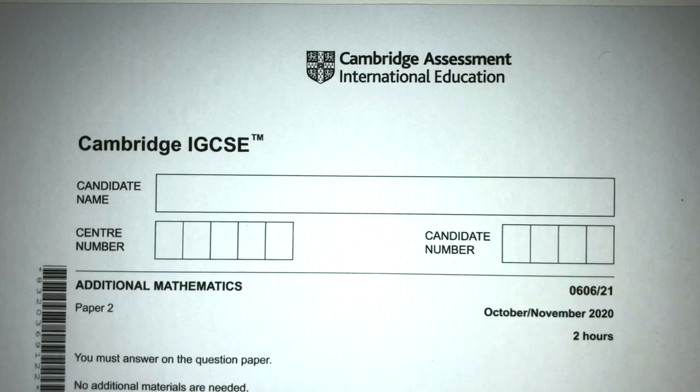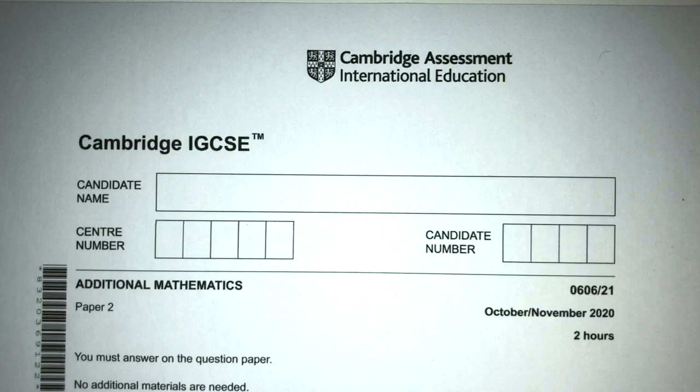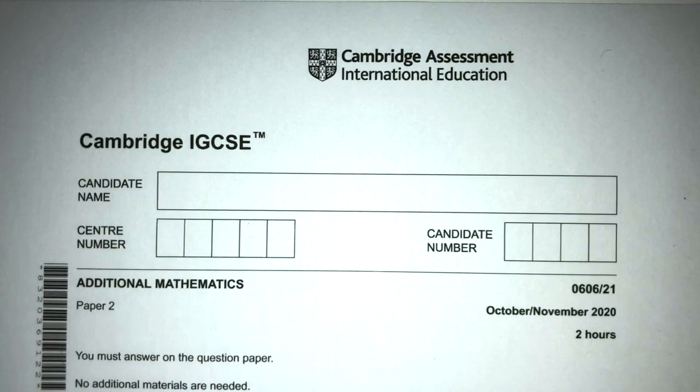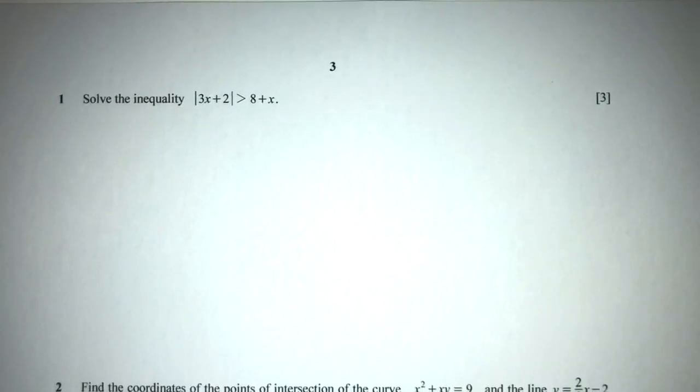This one is paper 2-1 of October-November 2020 for IGCSE Additional Math paper 2. Now with that being said, let's move on to question number 1. So here we have to solve the inequality. As you can see, on one side we have a modulus and here we have more than 8 plus x.